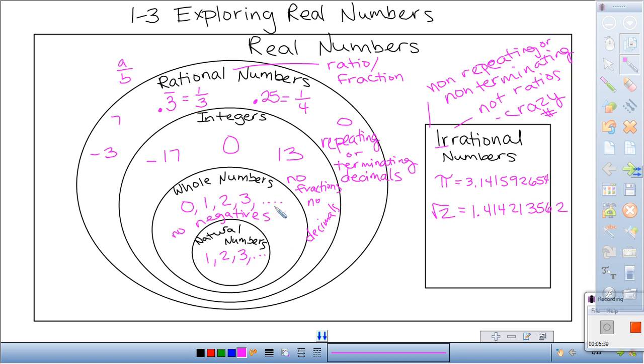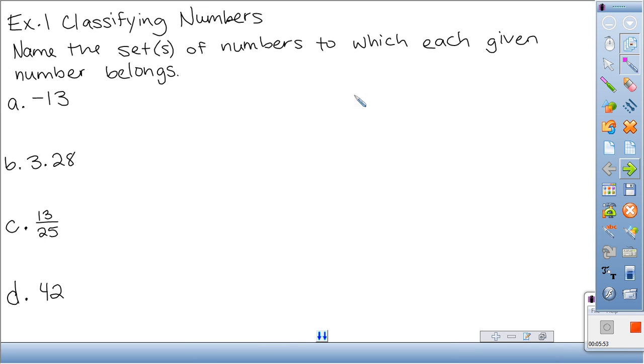When we get here, we include 0. Here we include negatives. And then when we get to rational numbers, we include the fractions and decimals. So let's use this to look at our lesson. The first example is classifying numbers. Name the set or sets of numbers to which each given number belongs.